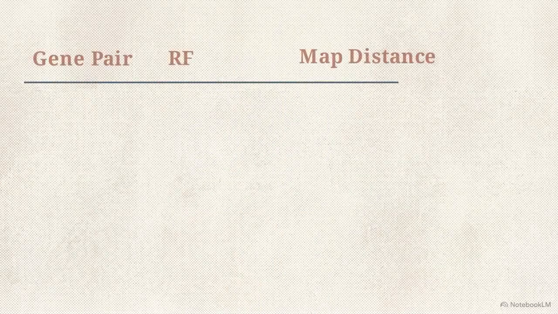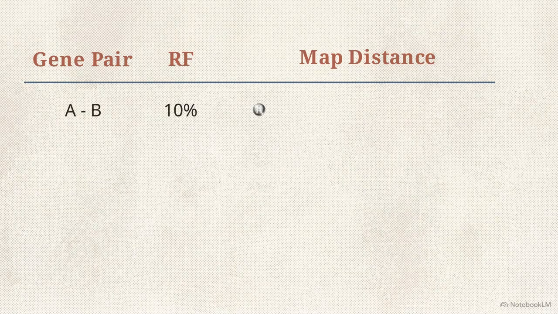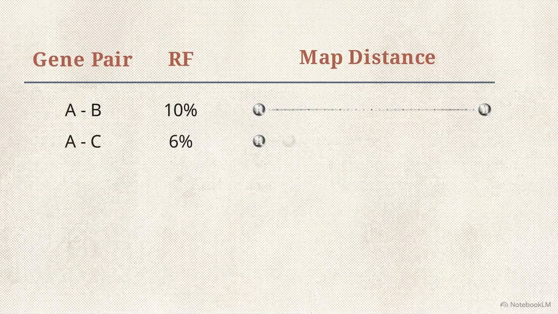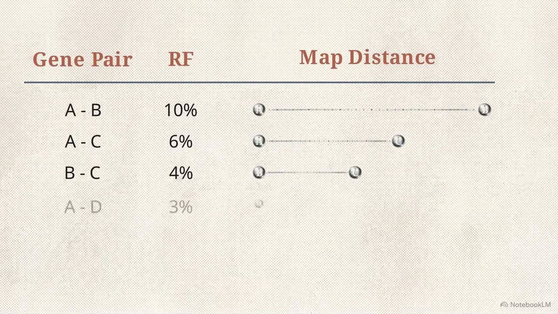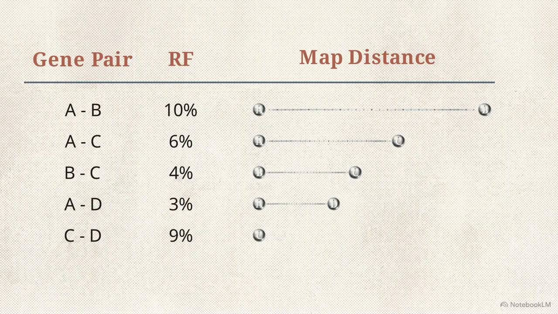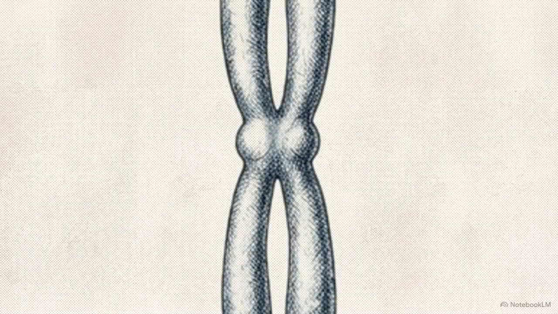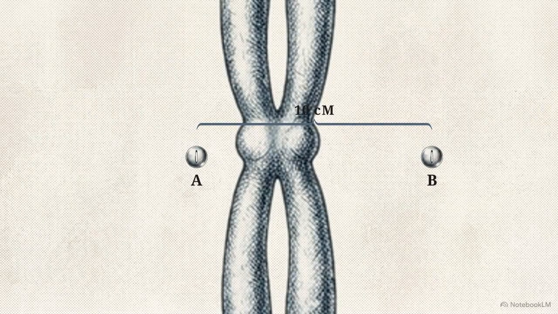Let's look at an exam problem. We have 4 genes with these crossover frequencies. A to B is 10%, A to C is 6%, B to C is 4%, A to D is 3%, and C to D is 9%. To start your map, always identify the largest percentage first to establish your anchor points. Since A and B are 10 units apart, we place them at the ends of our map.